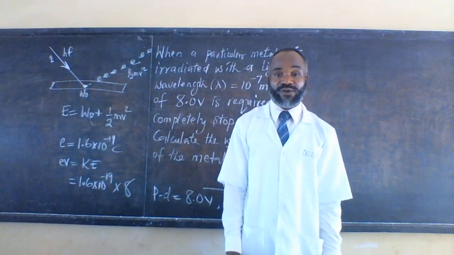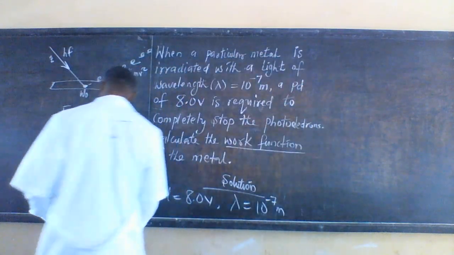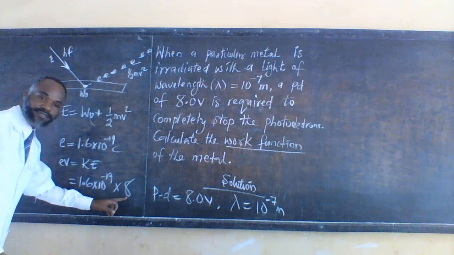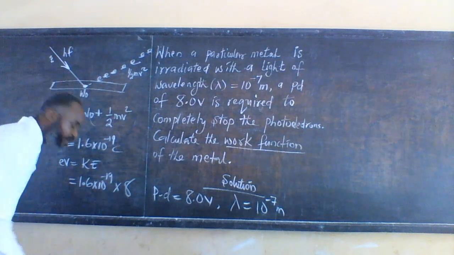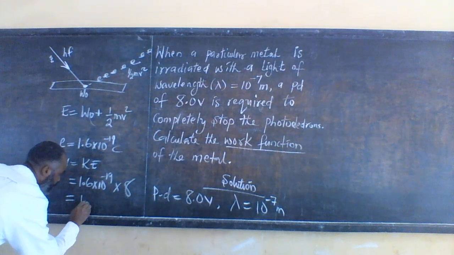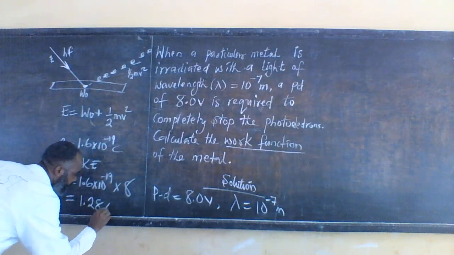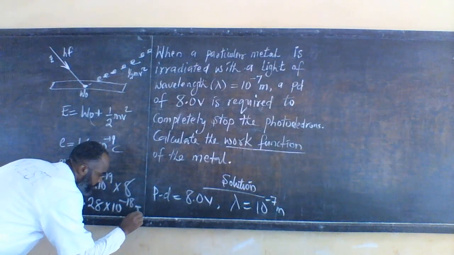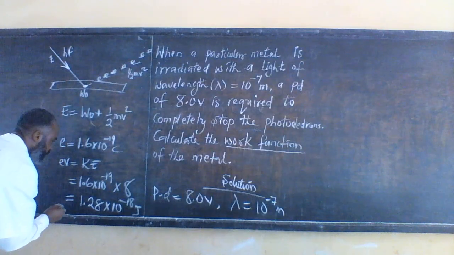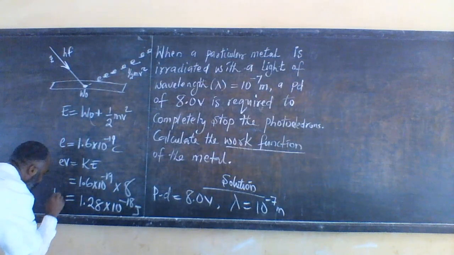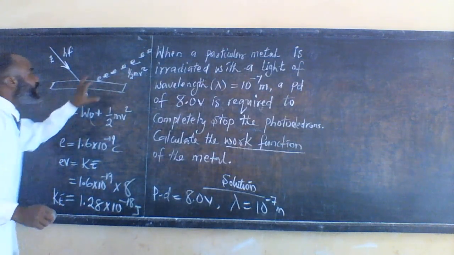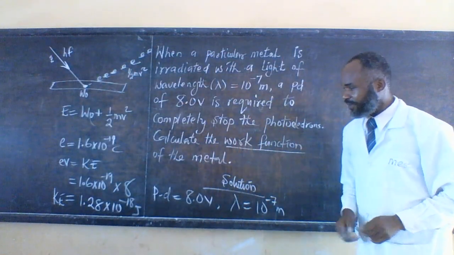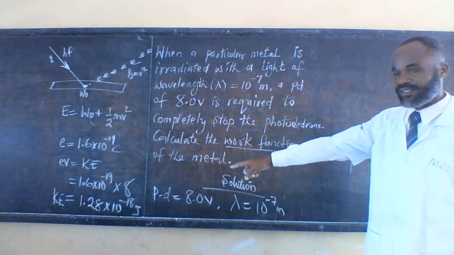And eventually we are going to have, if we now take 1.6 times 10 raised to the power minus 19 times 8, okay? We now get 1.28 times 10 raised to the power minus 18 joules. So we have now succeeded in calculating the kinetic energy of the emitted electrons, right? So that's it. That's the first thing.